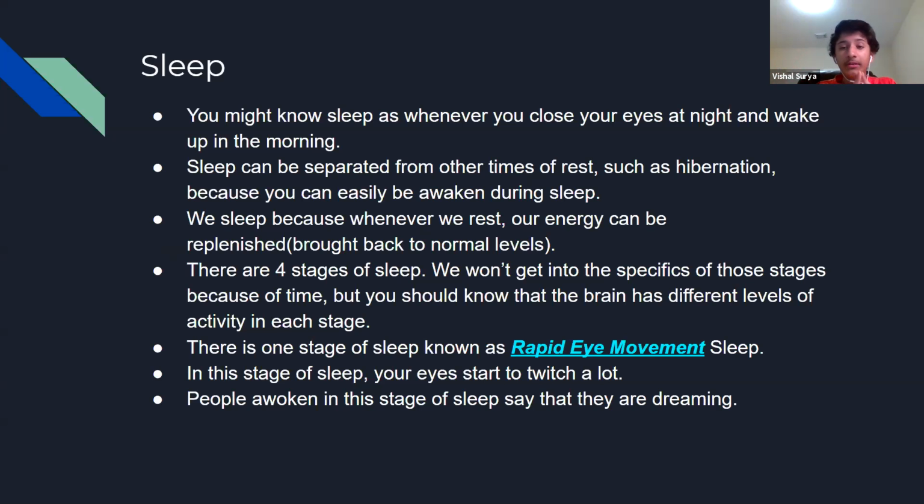However, there's one stage of sleep that is pretty crucial to know. This stage of sleep is known as rapid eye movement, or REM sleep, as you may have heard some places. In this stage of sleep, you are in really deep sleep, like you can't be awakened. However, your eyes start to twitch a lot. And it's fascinated a lot of scientists because you're in deep sleep, but you have a lot of activity in your brain. People awakened in this stage of sleep often say that they are dreaming.